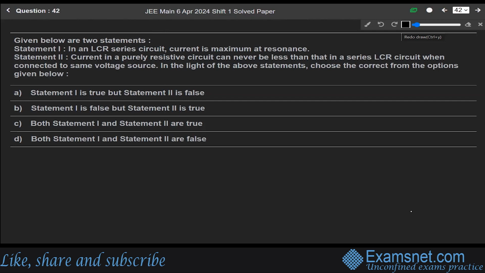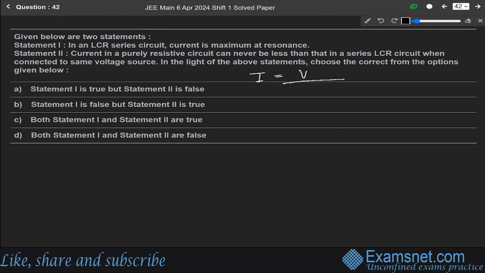So it is saying that in an LCR series circuit, current is maximum at resonance. Current at resonance will be V over under root of R square plus XL minus XC square. At resonance, XL is equal to XC in an LCR series circuit, so current will be equal to V over R. Since the impedance is minimum, the current is maximum at resonance. So statement 1 is correct.